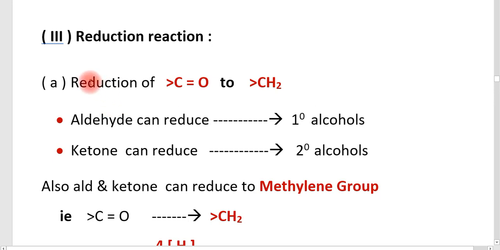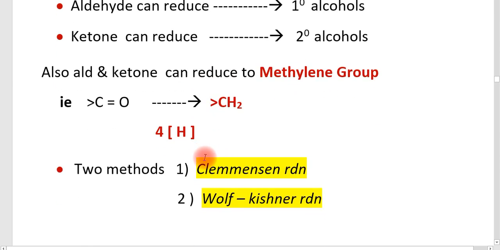Let us discuss the next chemical reaction, that is reduction reaction. In this reduction reaction, we are discussing two types of reduction. The first one is the reduction of the carbonyl group to methylene group, that is C double bond O to CH2 group. We already know that an aldehyde can reduce to a primary alcohol and a ketone can reduce to a secondary alcohol. But here we are discussing how aldehydes and ketones can also reduce to a methylene group. That is, the C double bond O is changing into CH2 group in the presence of hydrogen.